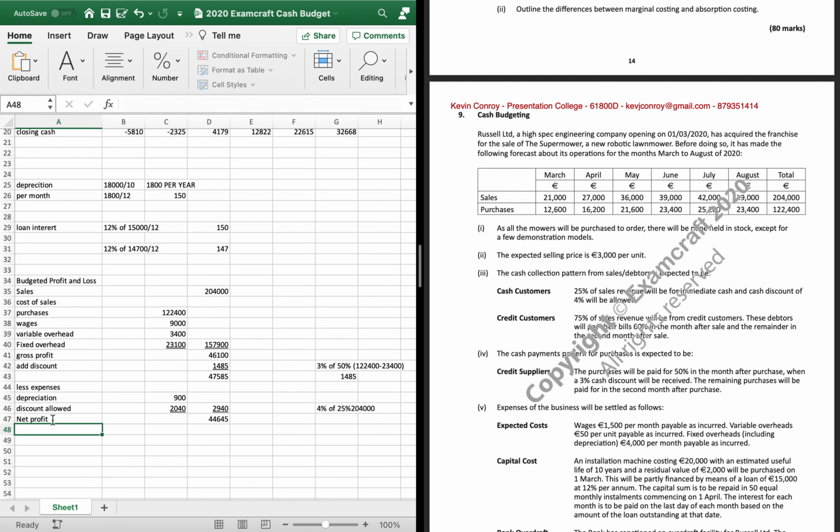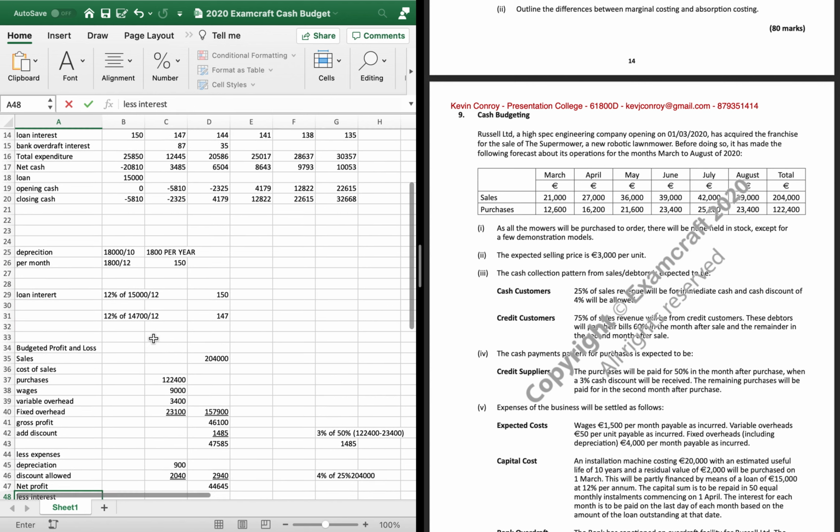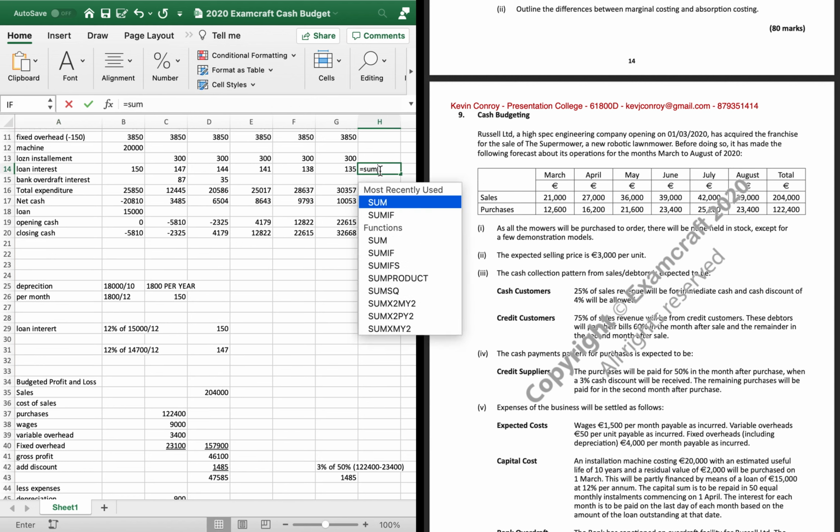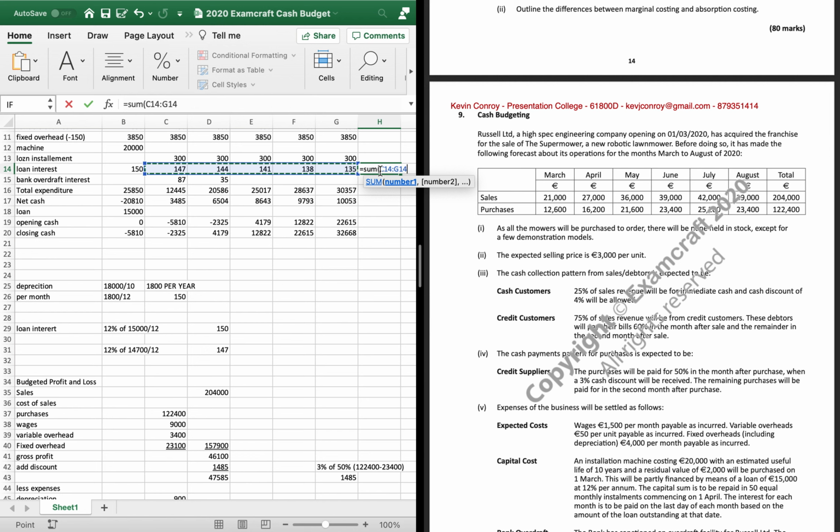Now from those, we have to take away our interest. So we've got our interest on our loan, which is 150 plus... just total them. 150 plus 147 plus 144 plus 141 plus 138 plus 135. So it's 855.